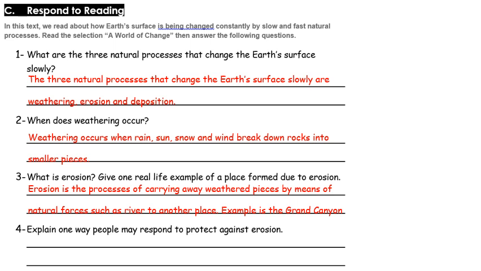4. Explain one way people may respond to protect against erosion. People may grow plants along the shore. The roots hold the soil and make it less likely to erode.